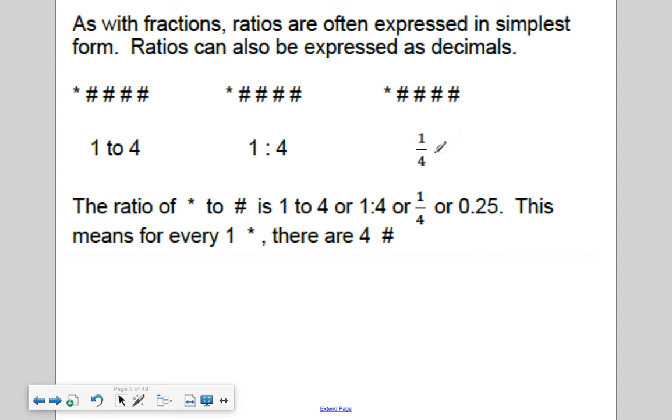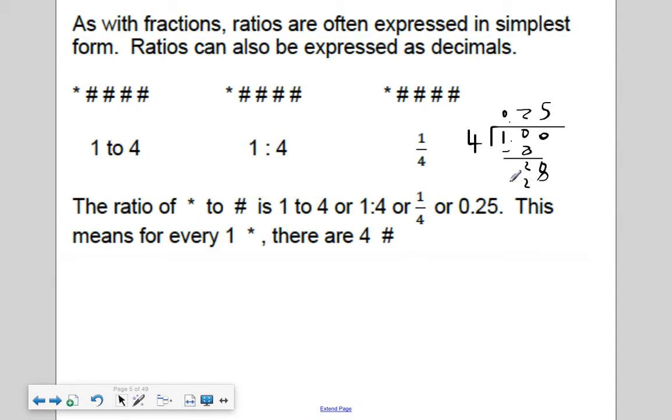And what decimal form is 1/4? 25 hundredths. In case you forgot, 1 divided by 4. Can 4 go in 1? Nope. Put a 0.0. How many 4s go into 10? 2 times. 10 minus 8 is 2. Bring down the 0. How many 4s go into 20? 5 times. So that's why you get the 25 hundredths.